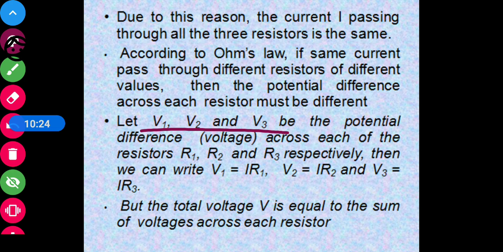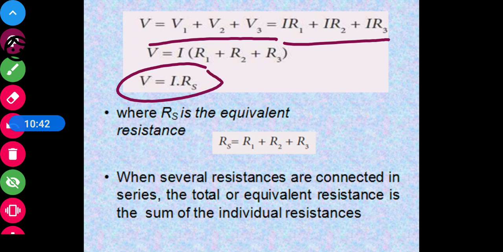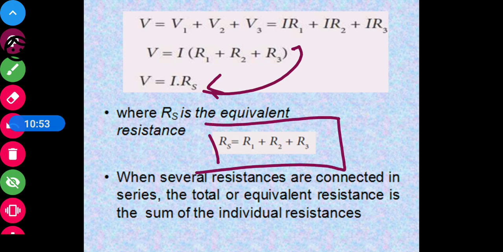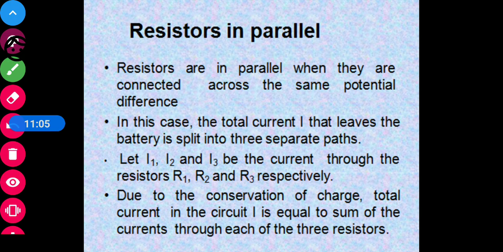Let V1, V2, V3 be the potential differences, then V1 is equal to IR1, V2 is IR2, V3 is IR3, but the total voltage is V. So we can say that V is equal to V1 plus V2 plus V3. By putting the values, we get V is equal to IRs. Now simply comparing these two equations, we reach the conclusion that Rs is equal to R1 plus R2 plus R3. That is, when several resistances are connected in series, the total or equivalent resistance is the sum of the individual resistances.